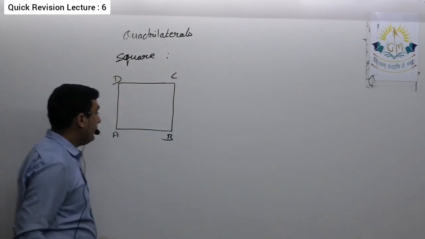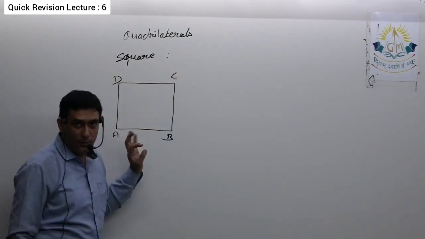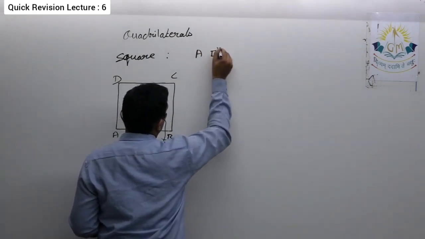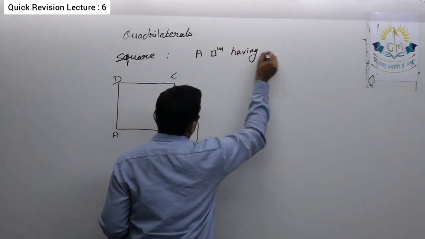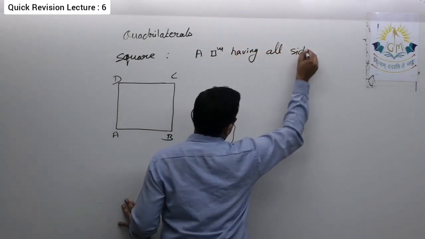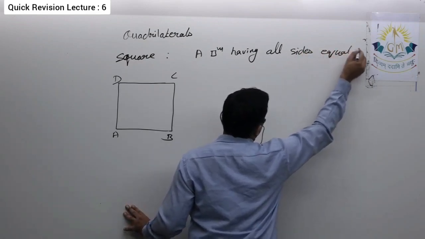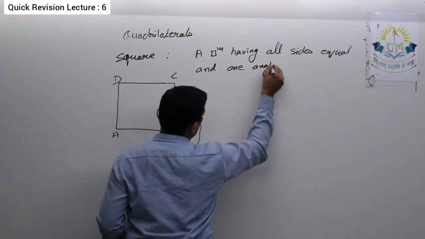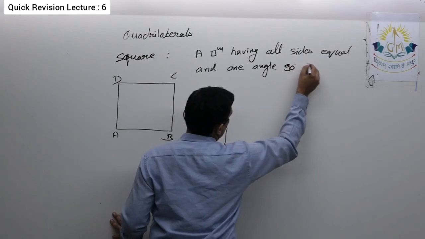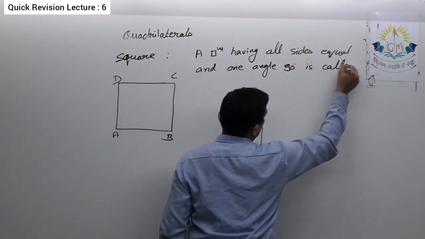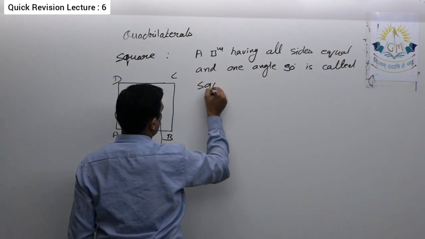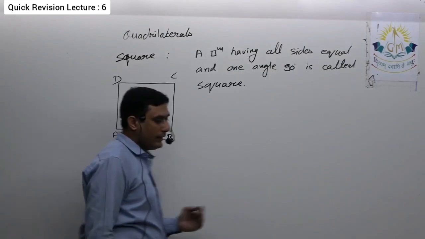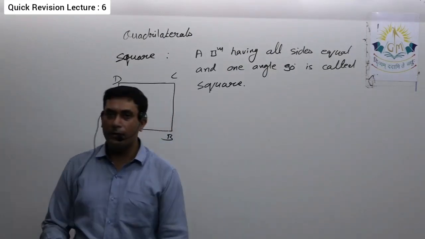Okay, so we can say, in a parallelogram, if all sides are equal and one angle is 90 degrees, a parallelogram having all sides equal and one angle 90 degrees is called a square. That means in a parallelogram, if we make all sides equal and we make one angle 90 degrees, we'll get a square.